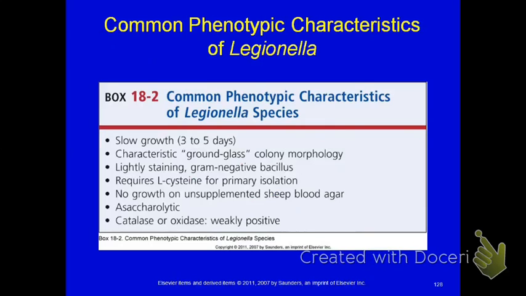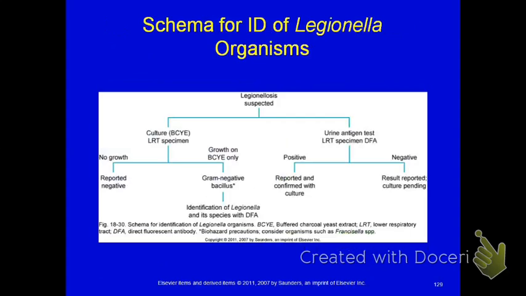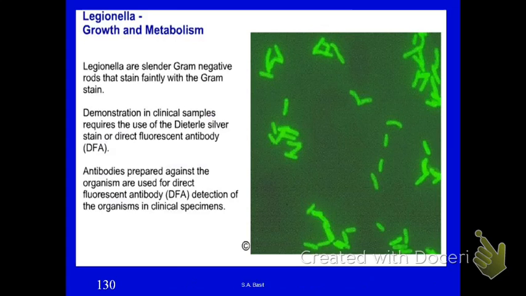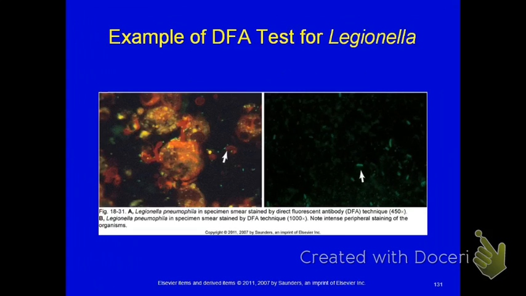And this would be the summary for Legionella pneumophila, and the schema for the identification of Legionella organisms. So for the yellow-green group of Legionella, we could use the Dieterle silver stain or the direct fluorescent antibody stain for the detection of Legionella. Okay, so you'll be able to see the yellow-green fluorescence. So another example of DFA test for Legionella.